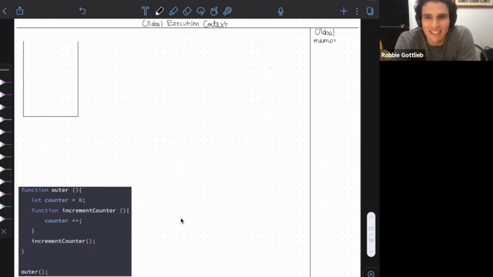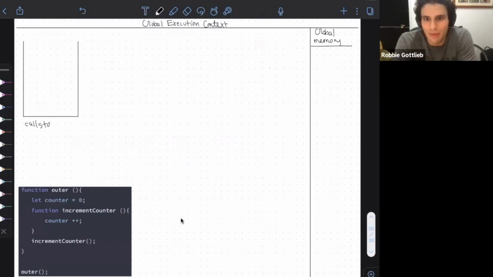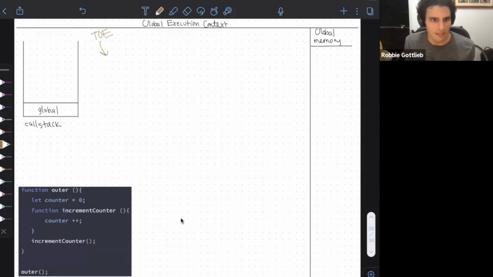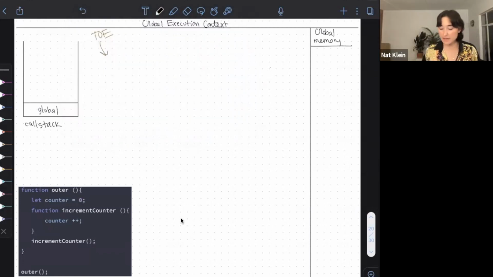So we're going to declare. Go ahead. Okay, so we're in the global execution context. We'll have our global memory and our call stack. And we'll be in the global stack level. I don't know what you call that. Thread of execution will be in that global memory, and we're going to declare a function outer. So the thread of execution, just to be specific, is in the global execution context.